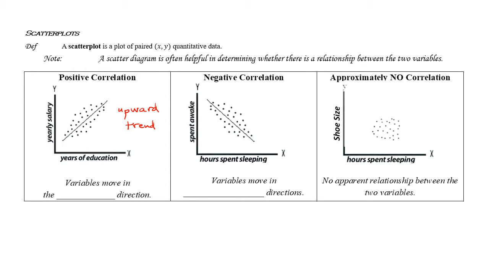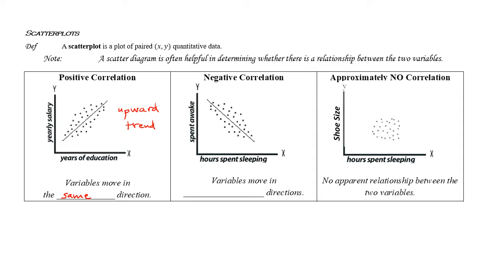So in this case, looking at these two variables, one variable x is the years of education, and the other variable y is the salary. And so we notice here the upward trend that as the number of years of education increases, we also notice that the salary increases as well. So these two variables are moving in the same direction.